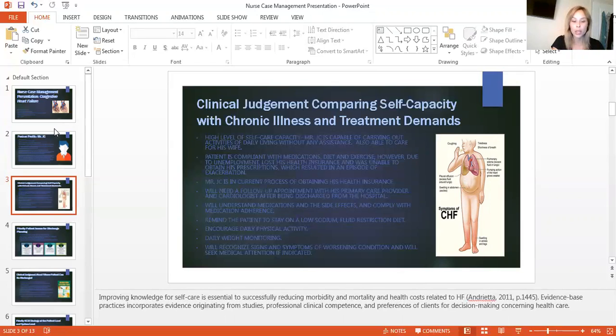Also daily weight monitoring, and make sure the patient recognizes signs and symptoms of worsening condition and will seek medical attention if indicated. So improving knowledge of self-care is definitely vital to successfully reducing morbidity and mortality and health costs related to heart failure. Evidence-based practices are in place that incorporate findings from studies.